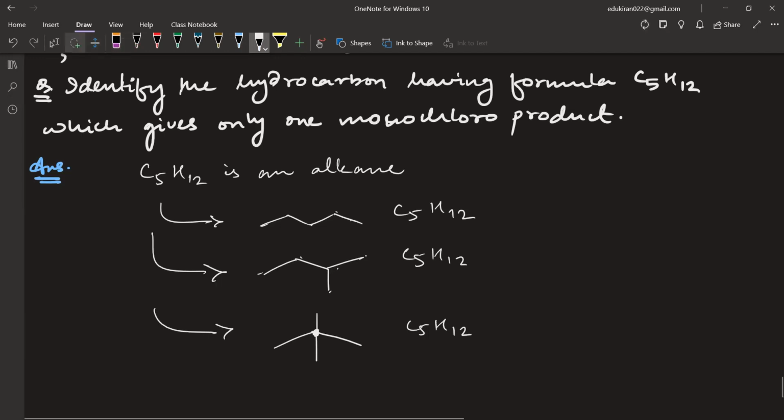Now tell me, if I react this with Cl2 in the presence of hv, how many products will we get? How many monohaloalkanes? That means you have to identify the number of different carbon atoms. Tell me here, and then you will tell for the next one. How many different carbon atoms are there?